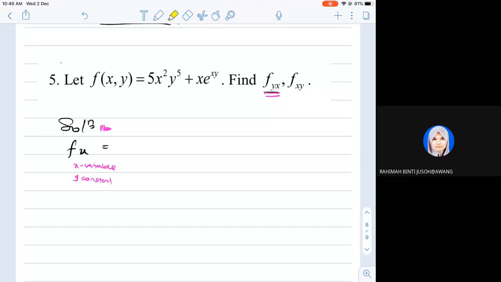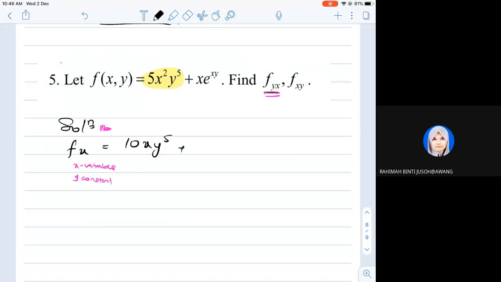Differentiate 5x squared y to the power of 5 with respect to x. We will get 10x. Then we do f_x first, and later we do f_xy, because it's the same, guys. So we will have 10x, very good, y to the power of 5.